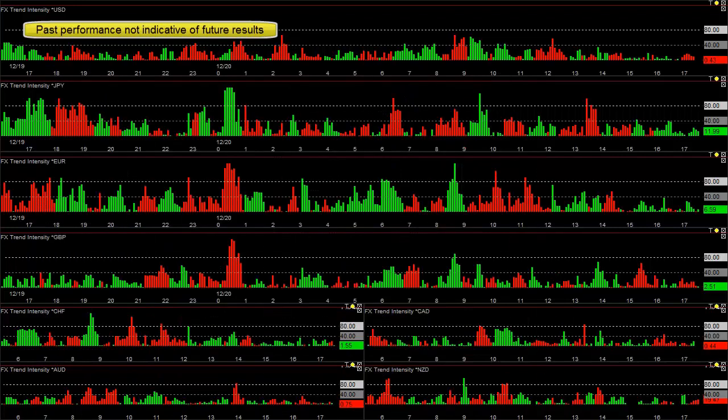So that's how you use our new tools. I think you're going to really love them. FX Trend Intensity and FX Trend Intensity Candle Color.